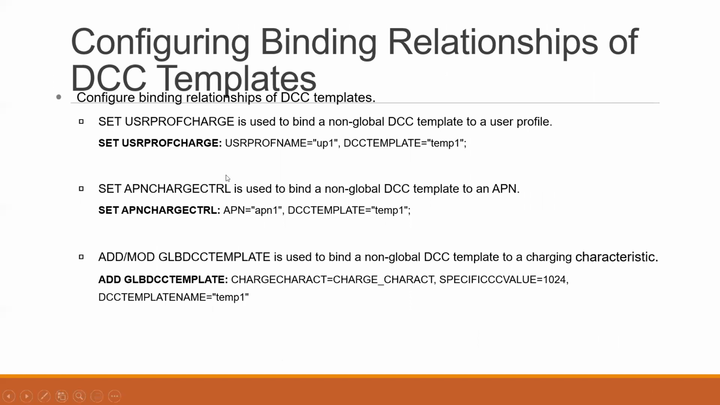This is how you configure it. You basically bind a DCC template. If you want to bind it with a user profile, you use this command. If you're going to bind to an APN, then in the APN charge control, you can bind that template to the APN. And if you need to add it to a charging characteristic, then this is the command where you bind a charging characteristic to a DCC template. So all these three commands are configurable, whereby you can bind a DCC template to a user profile, an APN, and a charging characteristic. Then, based on this, when your user creates a session, it is going to be assigned a DCC template.